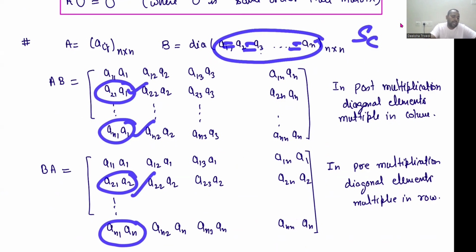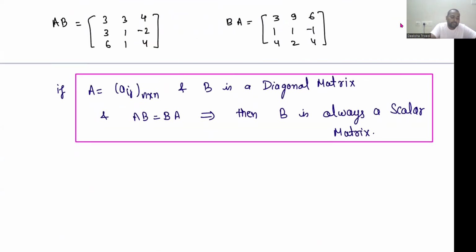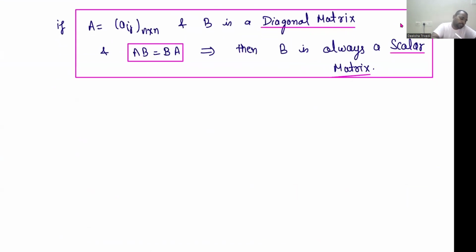So if we are dealing with a diagonal matrix that multiplies with a given square matrix and AB equal to BA, then that diagonal matrix is always a scalar matrix. Scalar matrix means all diagonal elements are same. Am I correct?